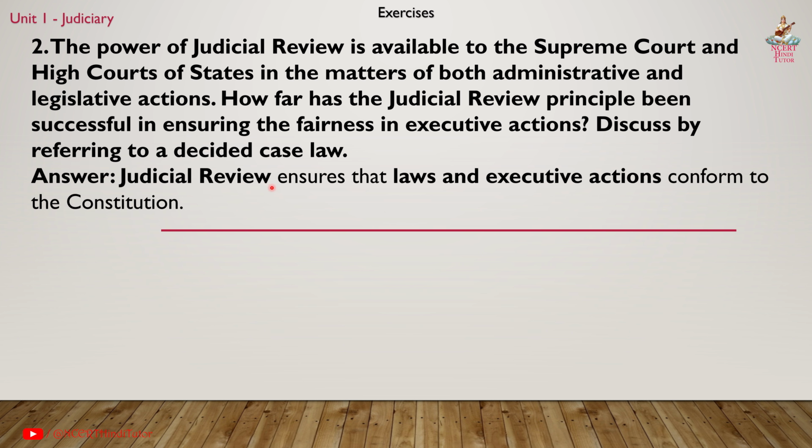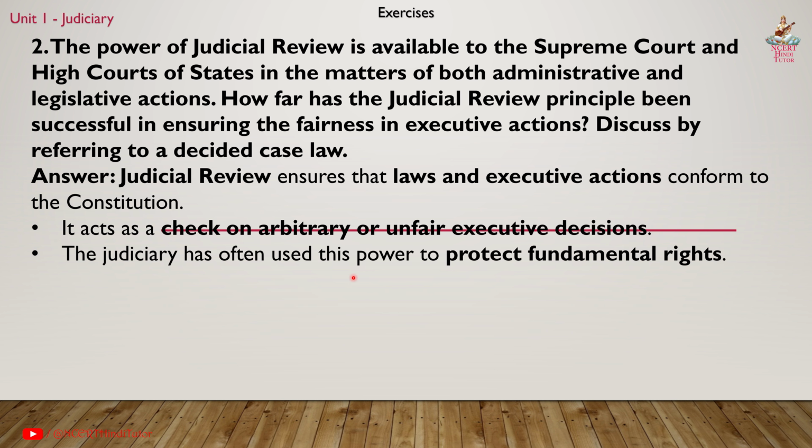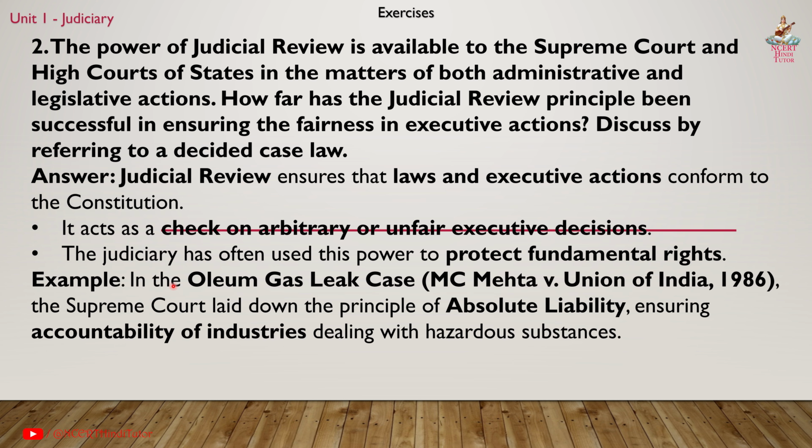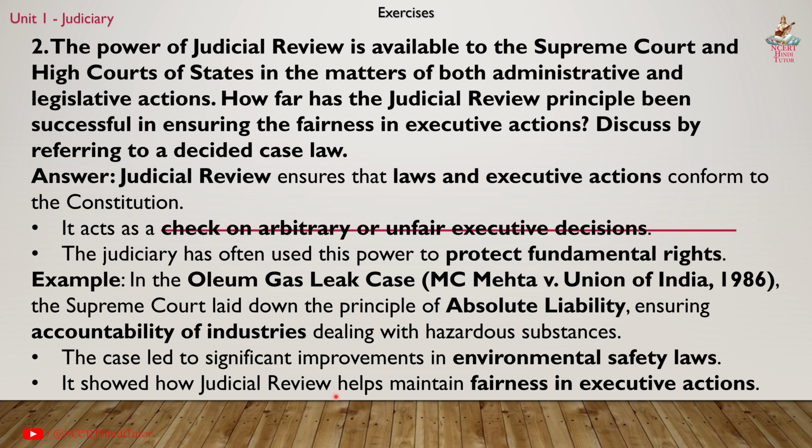Answer. Judicial review ensures that laws and executive actions conform to the Constitution. It acts as a check on arbitrary or unfair executive decisions. The judiciary has often used this power to protect fundamental rights. Example, in the Oleum gas leak case, MC Mehta versus Union of India 1986, the Supreme Court laid down the principle of absolute liability, ensuring accountability of industries dealing with hazardous substances. The case led to significant improvements in environmental safety laws. It showed how judicial review helps maintain fairness in executive actions.